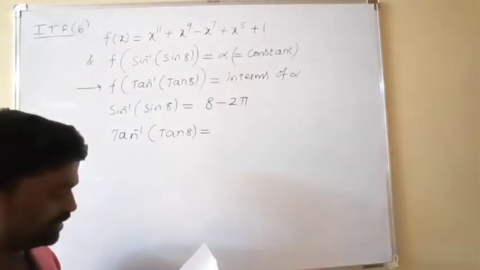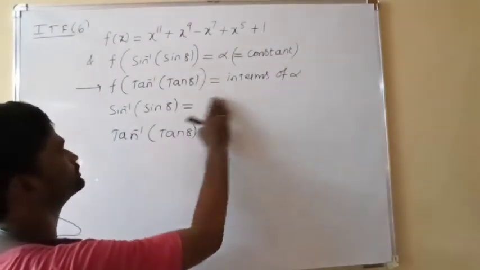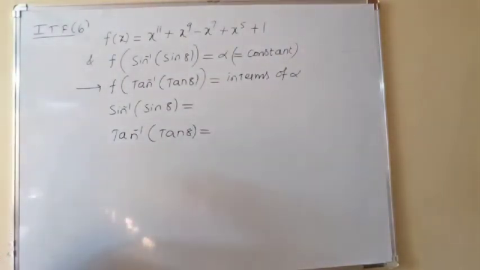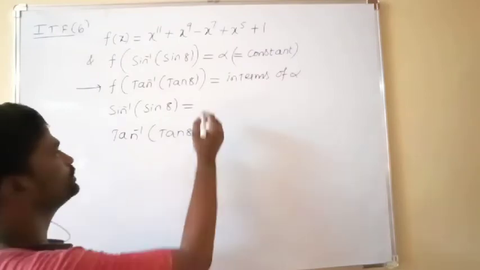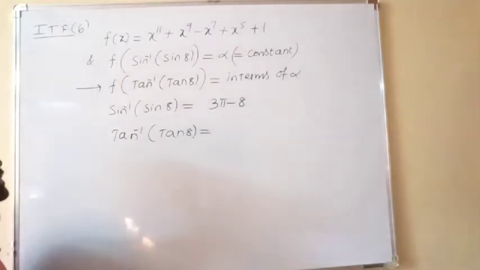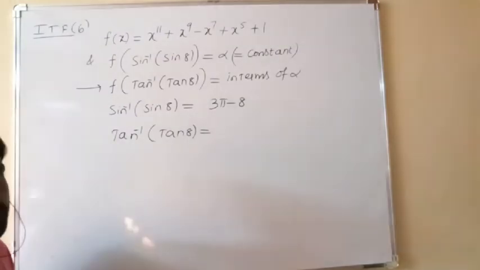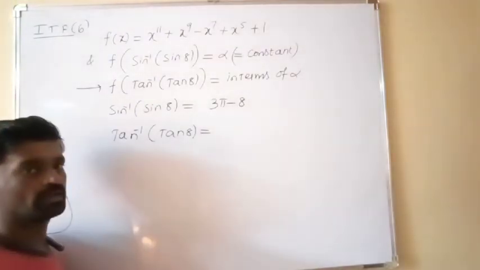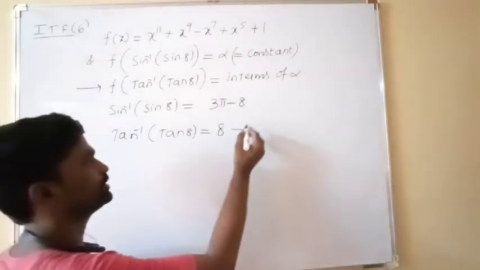Sine inverse of sine 8, 8 radians nearer to 2 pi or 3 pi? Oh, sorry, it is nearer to 3 pi only. 3 into 3.14 is 9.42. It is nearer to 3 pi than 2 pi. So as it is nearer to an odd multiple of pi, the answer will be that odd multiple of pi minus theta. If it is nearer to an even multiple of pi, then it is the angle minus the even multiple of pi, in case of sine inverse of sine theta. But in case of tan inverse of tan x, the answer is always that angle minus the nearest multiple of pi. What is the nearest multiple of pi? 3 pi.